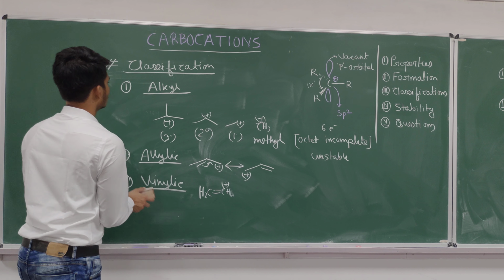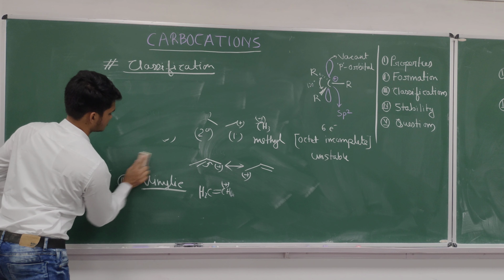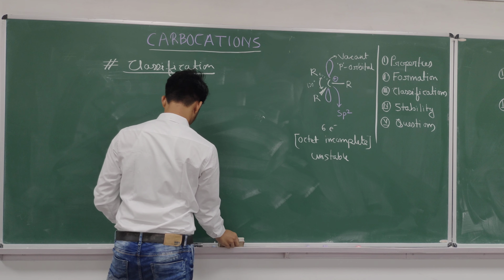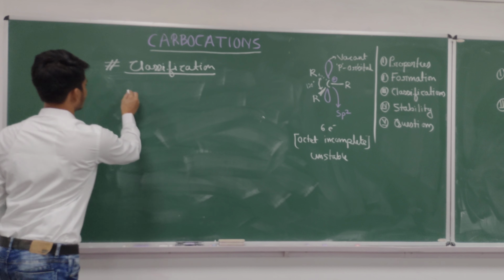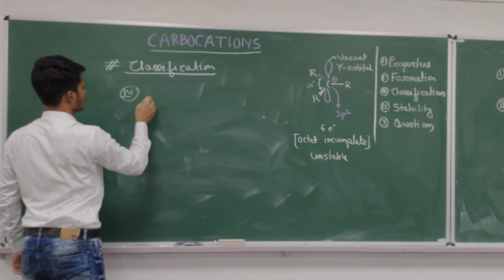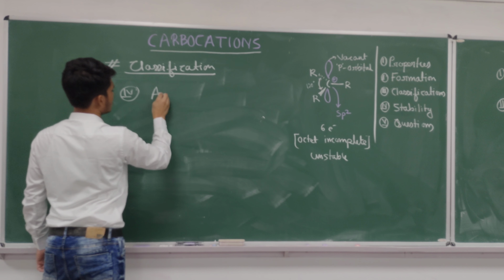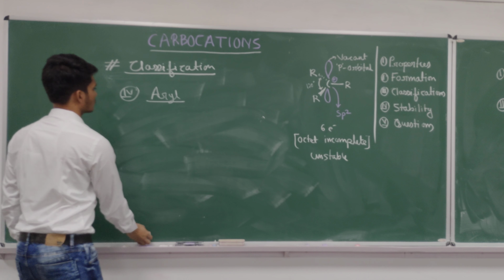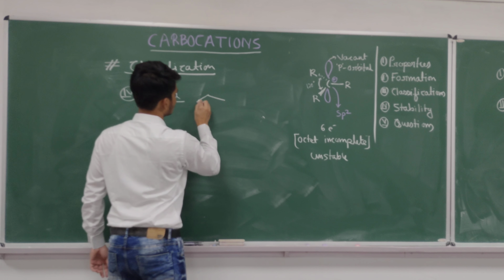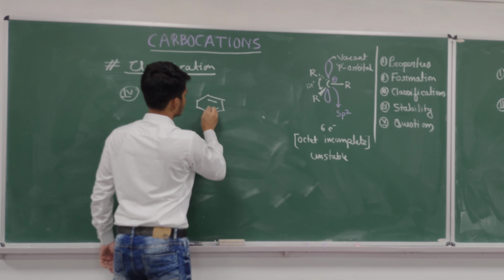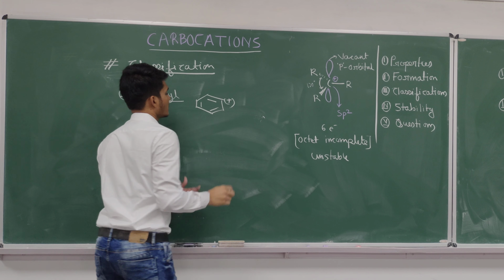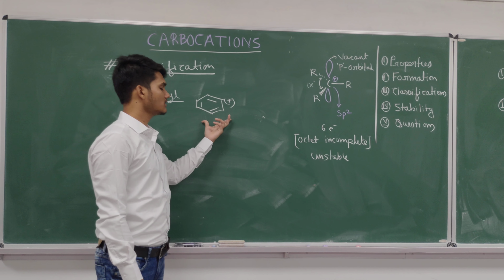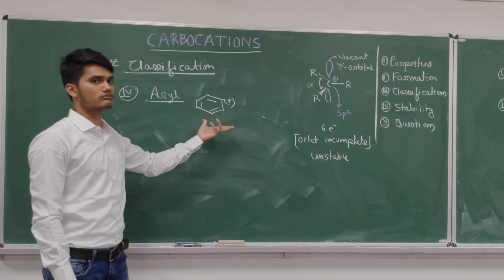So the other classification, the fourth one, is aryl carbocation. Let's take an example to understand this. This is an aryl carbocation. The carbon having positive charge is a part of a benzene ring. Then we will call it an aryl carbocation.